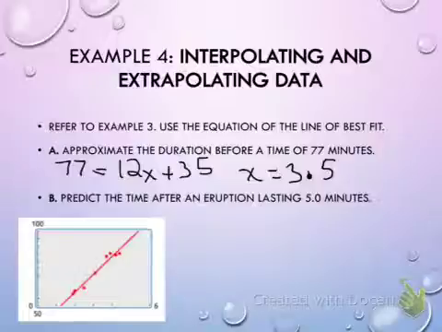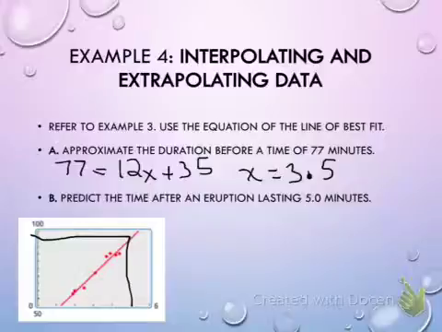Now, using a graphing calculator, we can graph the equation and use the trace feature to find the value of y when x is approximately 5. So you're going to use your trace function and trace along this line. As you do that, you should get to a time of about 95 minutes that will follow an eruption of 5 minutes. So your 5 should be about right here, which is going to be your 95. And if you use your trace function, you would see that.